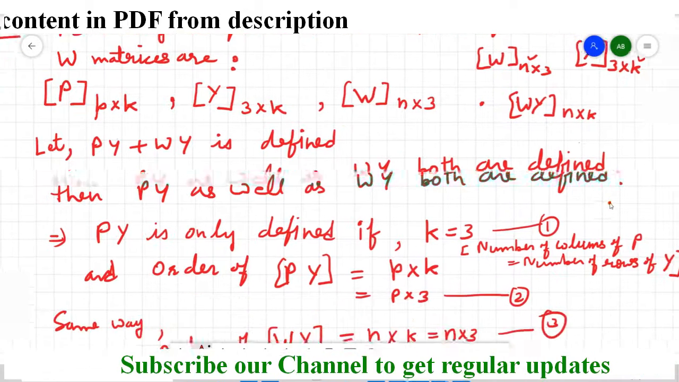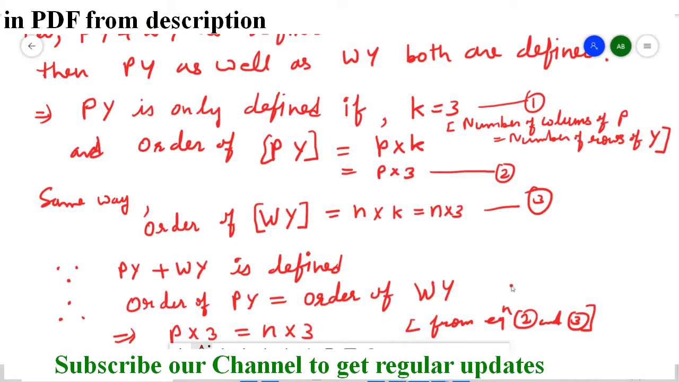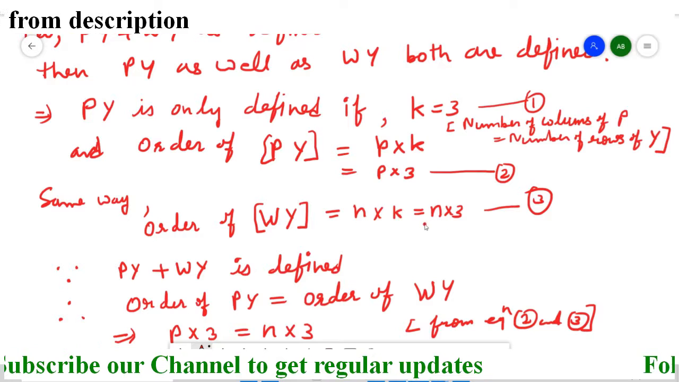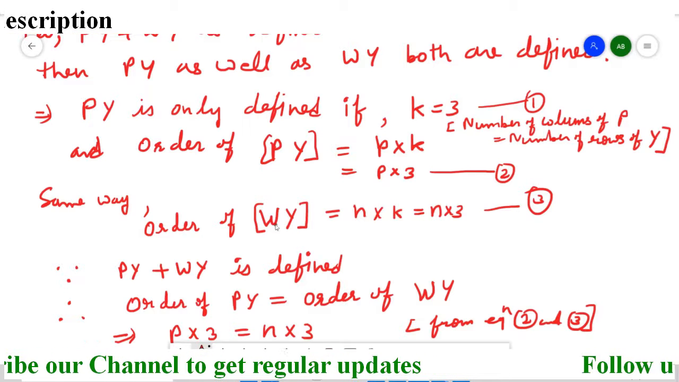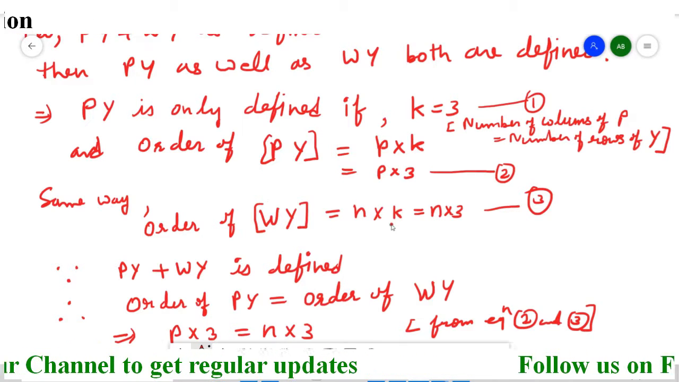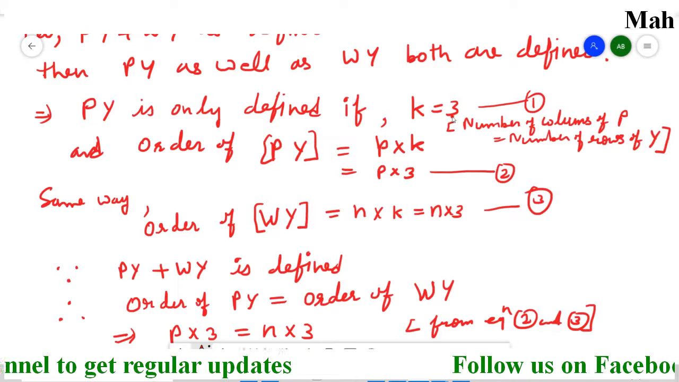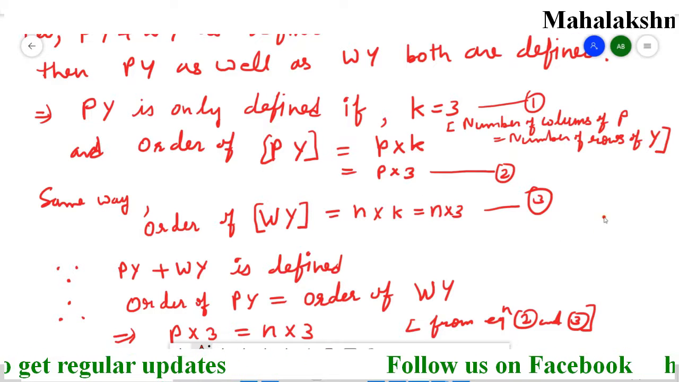So that I wrote here: the WY matrix order is N multiplied by K, and K we already calculated, that is 3. So I replaced it here by 3.